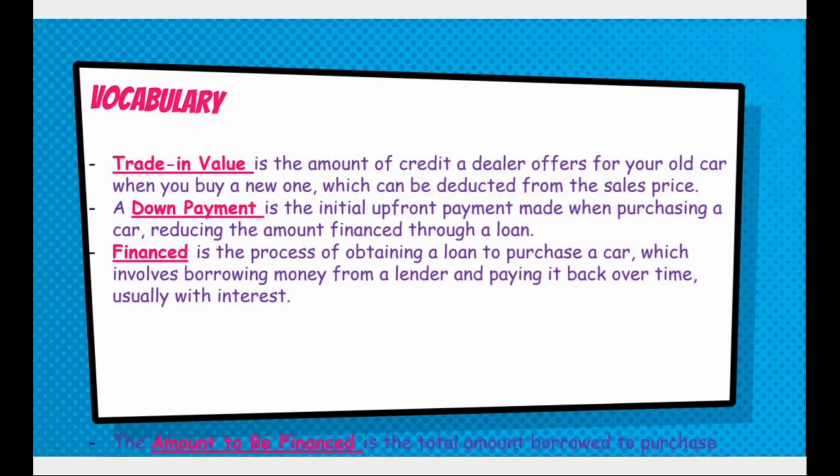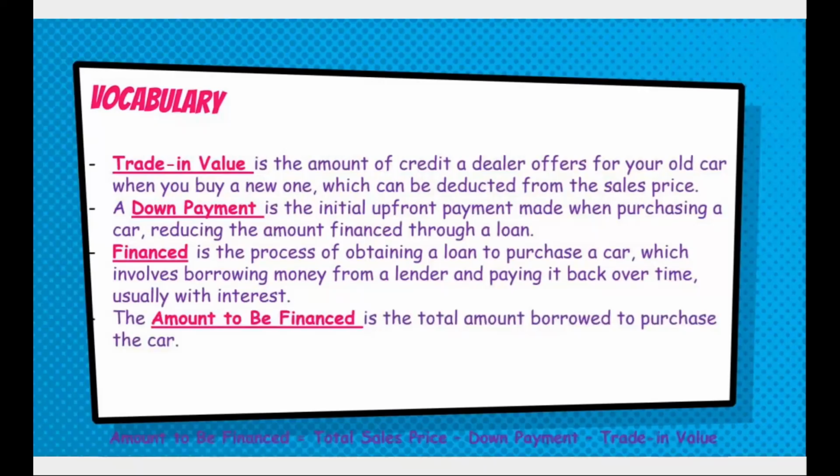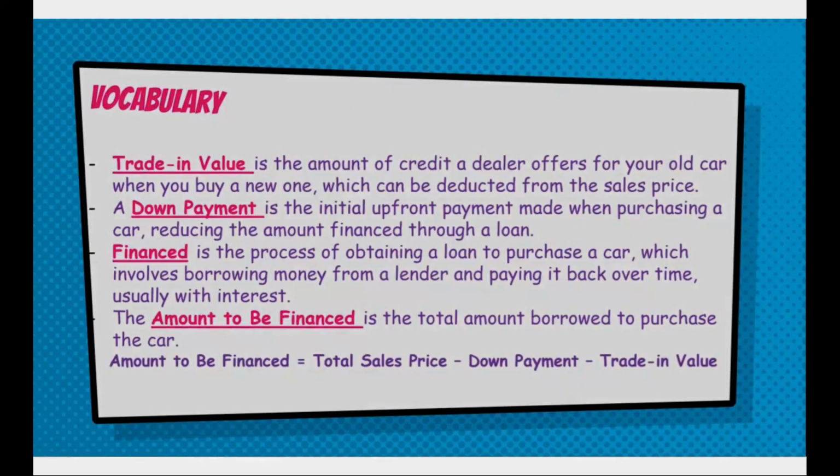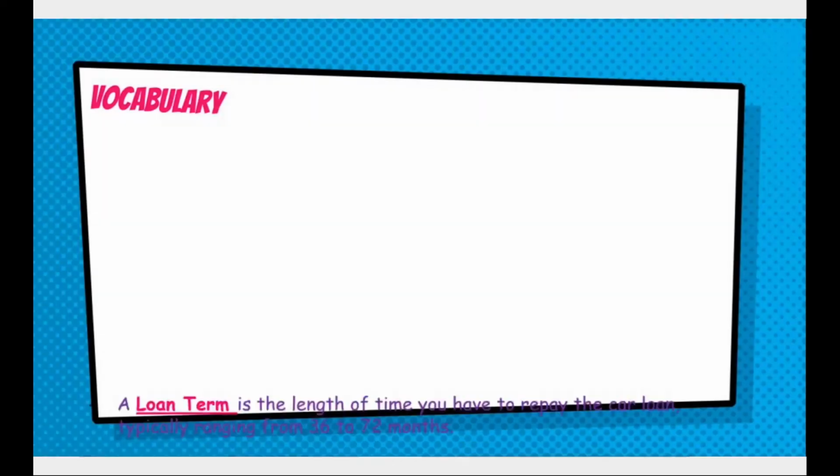Financing is the process of obtaining a loan to purchase a car, which involves borrowing money from a dealer and paying it back over time, usually with interest. The amount to be financed is the total amount borrowed to purchase the car. That's what we're going to be calculating, and that's what we're going to be using for our TVM solver. So the amount to be financed is the total sales price, which is the purchase price plus the taxes, minus anything that you used to take off of that. That is going to give you your financed amount.